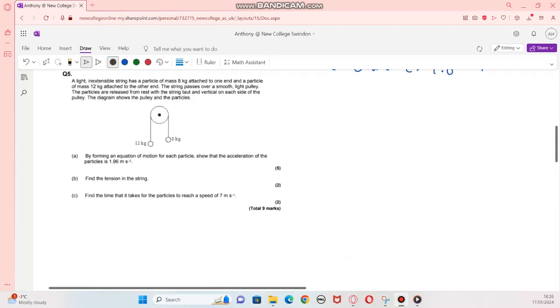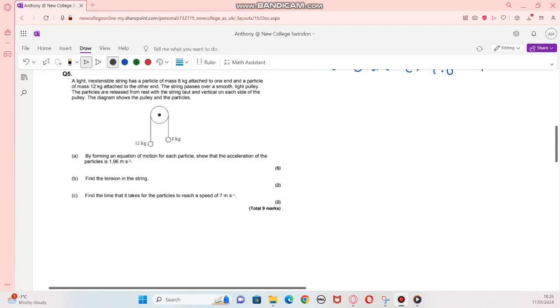For this next question, question 5, it's a bit harder than the previous question. So let's go through it. A light inextensible string has a particle of mass 8 kilograms attached to one end, and a particle of mass 12 kilograms attached to the other end. The string passes over a smooth light pulley. Particles are released from rest, with the string taut and vertical on each side of the pulley. The diagram shows the pulley and the particles. By forming an equation of motion for each of the particles, show that the acceleration of the particles is 1.96.